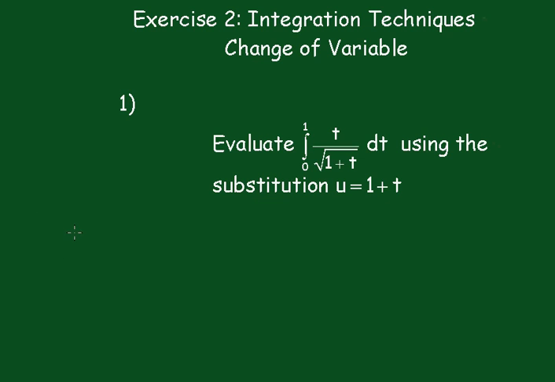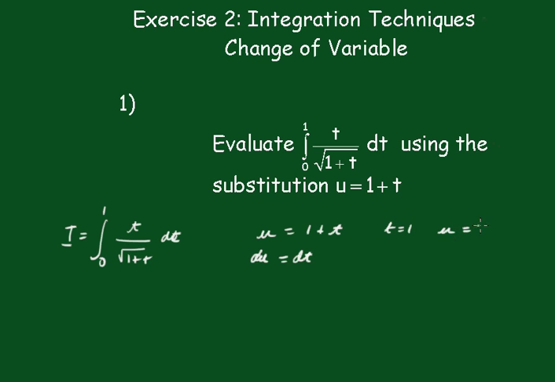Okay, now here's the solution. So I'm going to say I is equal to the integral between 1 and 0 of t over the square root of 1 plus t dt. And we've got u equals 1 plus t. So du/dt equals 1, so du must equal dt. Getting the limits, when t equals 1, u will be equal to 2, and when t equals 0, u will be equal to 1. And we know here that t is equal to u minus 1.